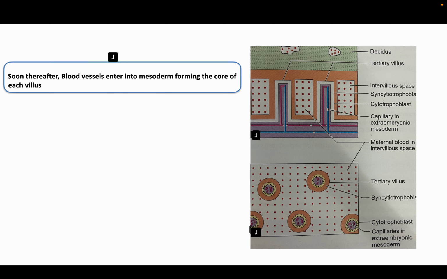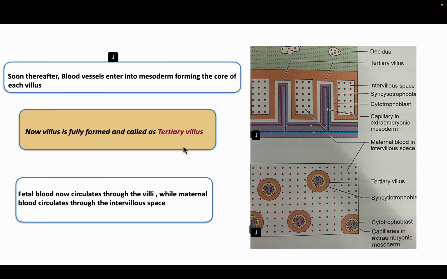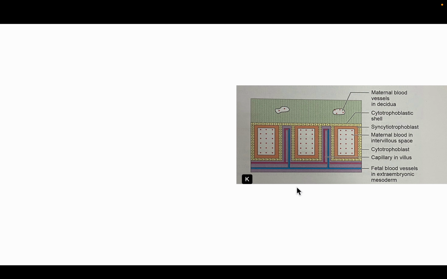Soon thereafter the blood vessels lying in the extraembryonic mesoderm enter the mesoderm of the villi, forming the core of each villus. Now the villus is fully formed and is called the tertiary villus. So the tertiary villus has capillaries, then the extraembryonic mesoderm, then outer to it the cytotrophoblast, then the syncytiotrophoblast. So this is the tertiary villus. Fetal blood now circulates through the villi, while maternal blood circulates in the intervillous space.